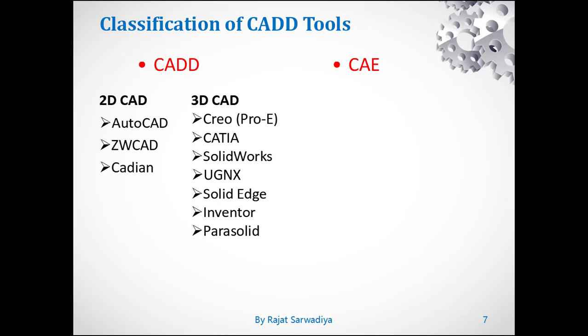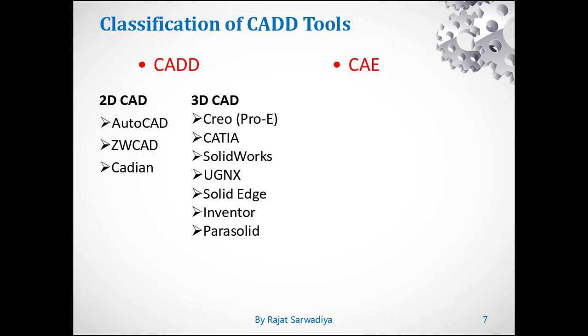We have many tools like Creo, or the previous version of Creo is actually referred to as ProE or ProE Wildfire, you may know. CATIA, which we will see in this training. SolidWorks is one of the tools. UGNX, or some will call it Unigraphics. Solid Edge is one of them. Inventor, Parasolid, and many more tools are available.